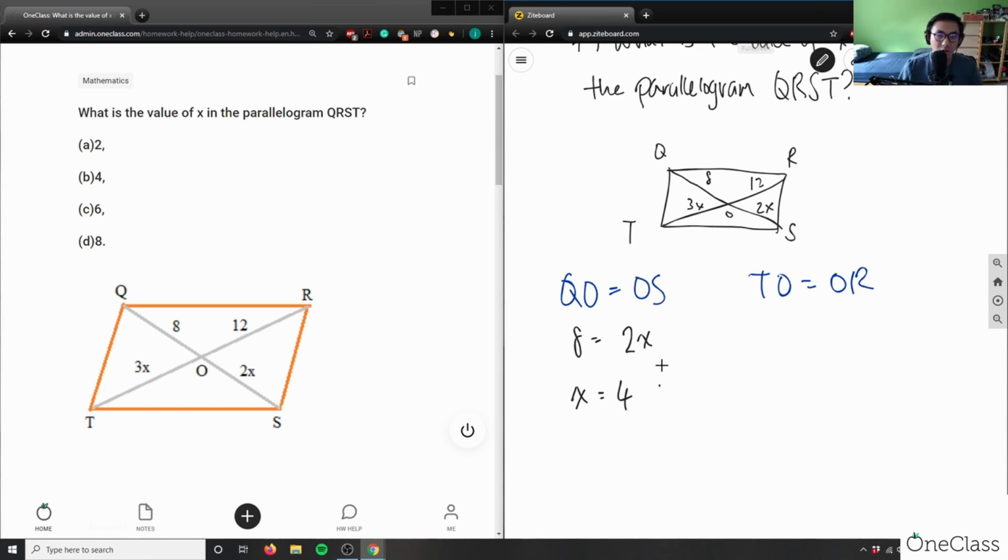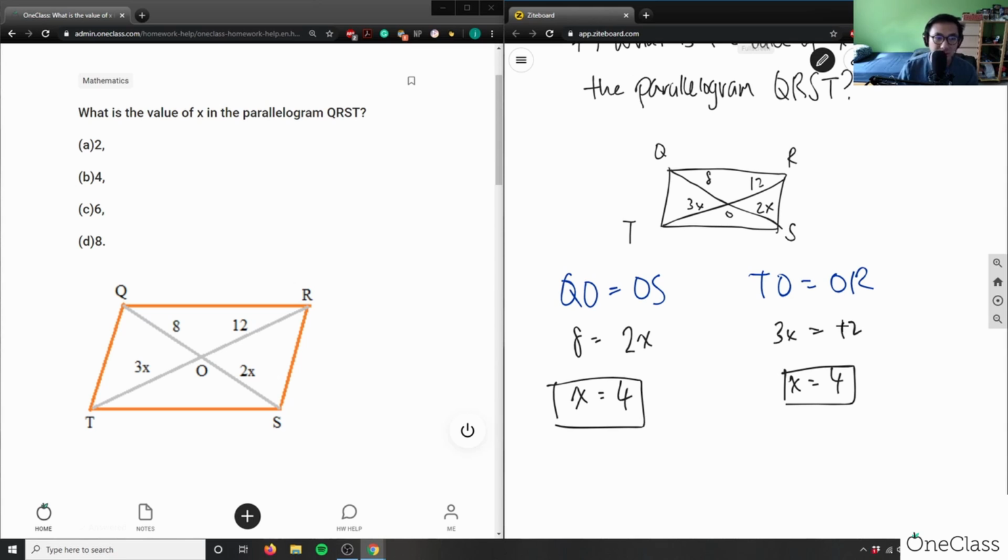So that is our answer, and we know B is our answer here. But we can verify that T to O equals O to R. T to O here is 3x, and O to R here is 12. Again, I can divide both sides by 3 to get rid of the 3 on the left side. Dividing 12 by 3 gives us 4 as well. So x equals 4, x equals 4.